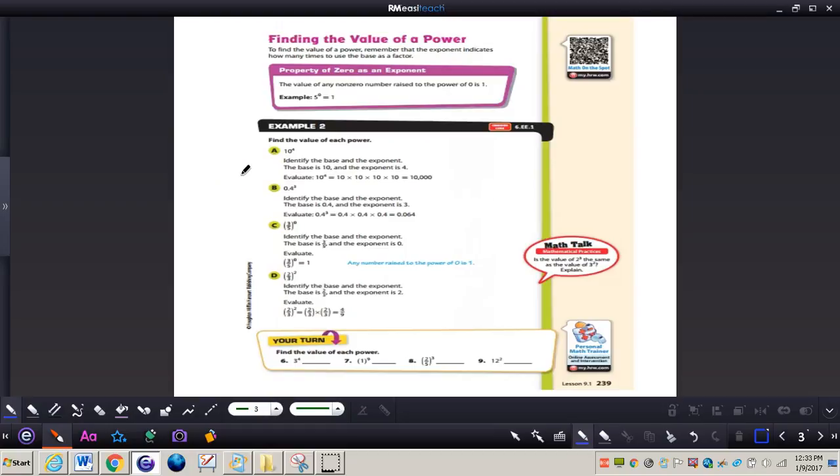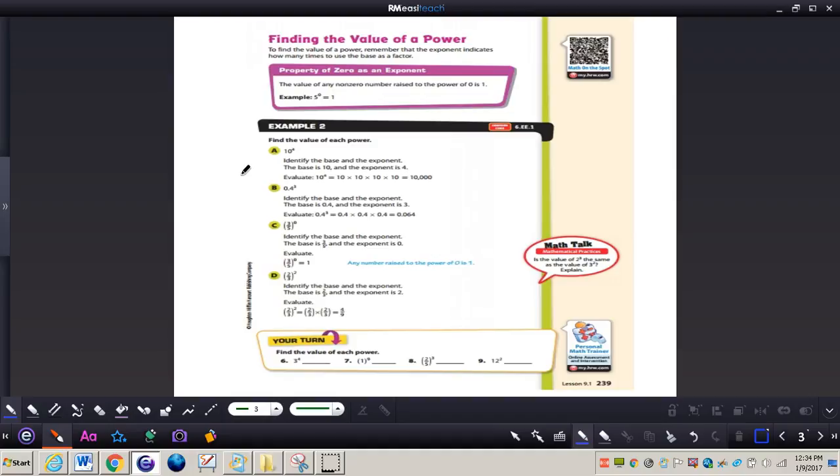Now we've looked at how to find the exponent, or how to write it out. Now we're going to look at how to solve it, or finding the value of a power. So it says to find the value of a power, remember that the exponent indicates how many times to use the base as a factor. So it says property of 0 as an exponent. It says the value of any non-zero number raised to the power of 0 is always 1.